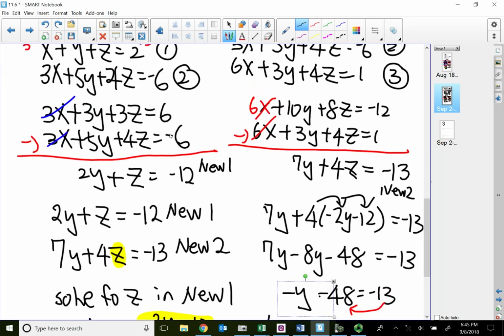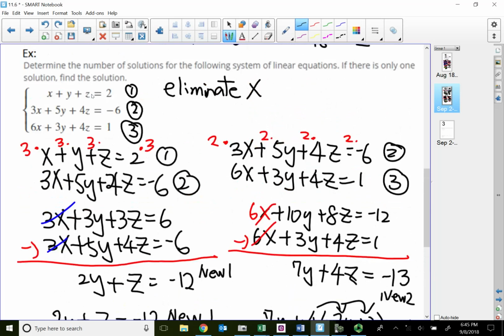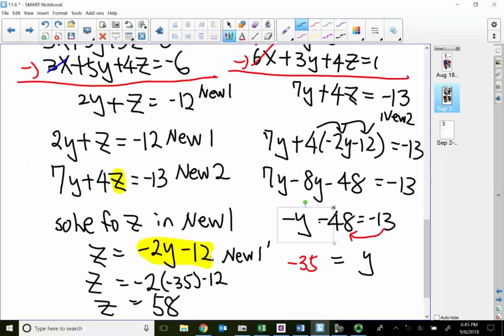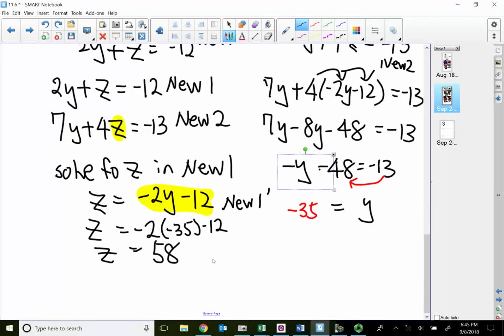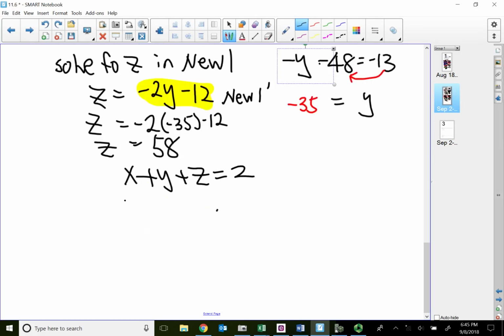So let's go back to the original first 3 equations. The first one looked the easiest, right? x plus y plus z equal to 2. So I'm going to use that first equation to find my x. So x plus y plus z equal to 2. So let's substitute. So x plus y is negative 35 plus z is just straight up 58 equal to 2.